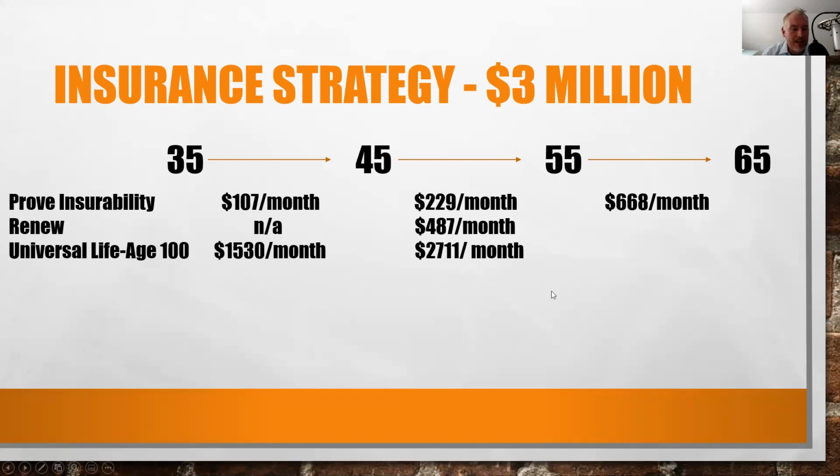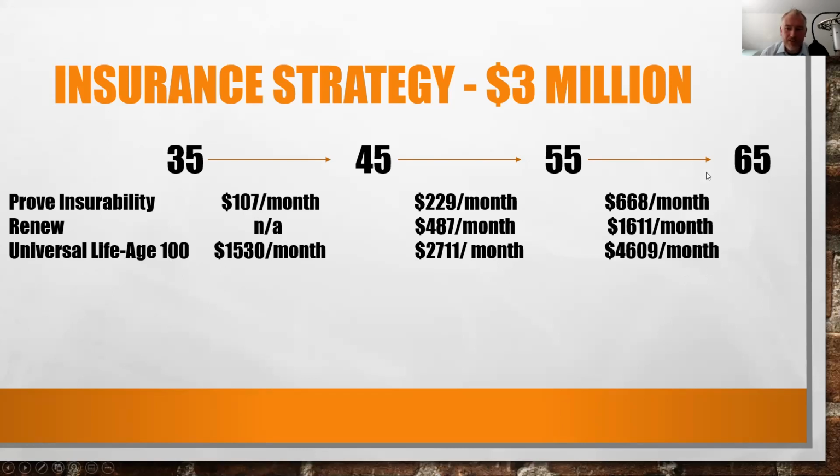So at age 55, if I could not prove insurability and I had to renew it for the next 10 years from age 55 to age 65, then it's $1,600 a month. At the same time, if I was in a financial position, I would then also look at universal life to age 100, where the price would be $4,600 a month. Now you're probably thinking, who pays $4,600 a month for life insurance? Actually, a lot of people do.